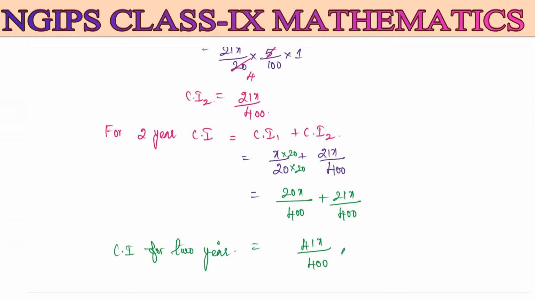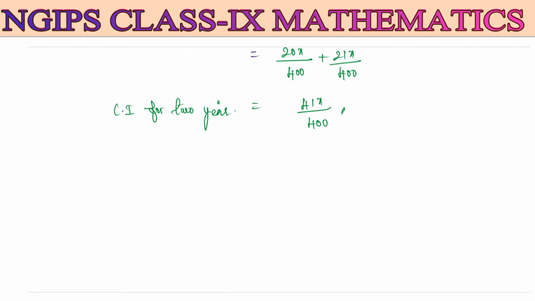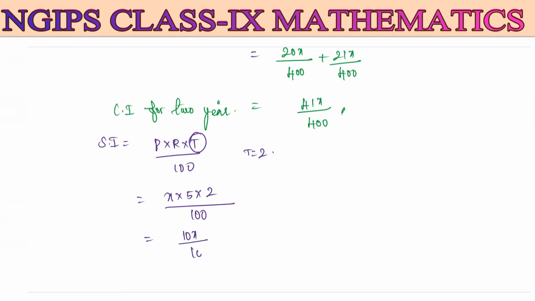Now we are going to find the simple interest. The simple interest is equal to P into R into T divided by 100. In simple interest you can directly write the time period, which is 2 years. So I have taken X into rate, 5 into 2 divided by 100. If you multiply this, we get 10x divided by 100.